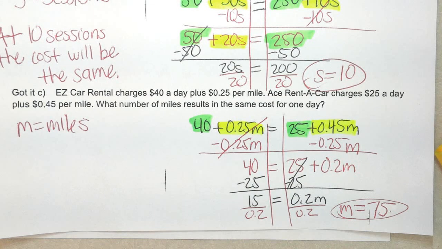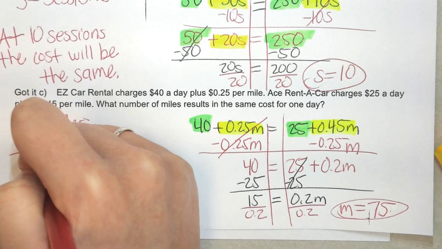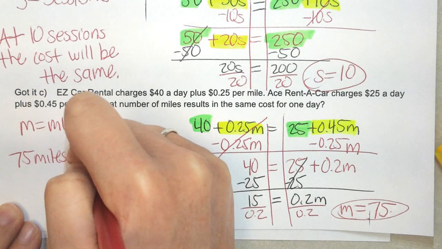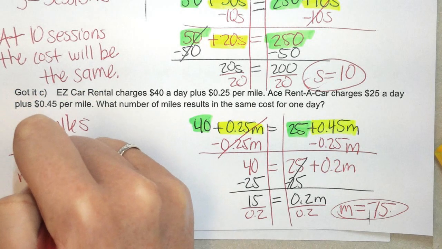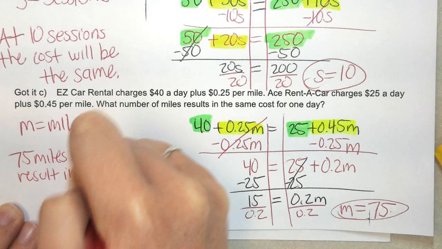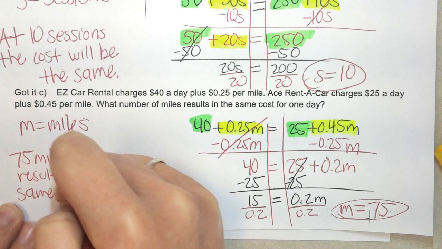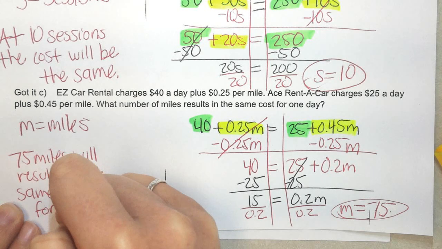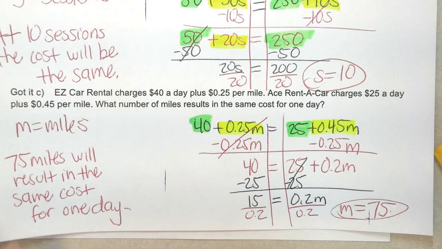Now you need a good sentence. What would be a good sentence for this? Remember, the question says, what number of miles results in the same cost for one day? Evelyn, what you got? 75 miles results in the cost of one. Say it again. 75 miles will result in the same cost for one day. Good. 75 miles will result in the same cost for one day. Good.